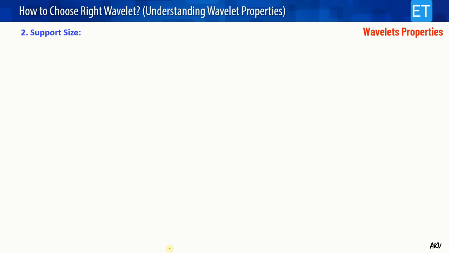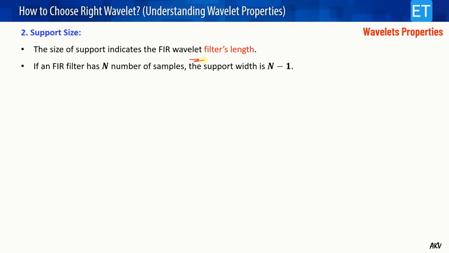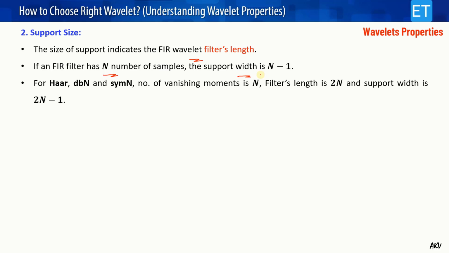And now the second important property is the support size. The size of the support indicates the length of the FIR filter, I mean the number of samples in its impulse response. So if an FIR filter has n samples in its impulse response h[n], then the support width for that wavelet is known as n minus 1. For the wavelets Haar, dB and Symlet, the number of vanishing moments is of course n, as is clear from their name, and their corresponding filter length is 2n, and the support width is 2n minus 1.